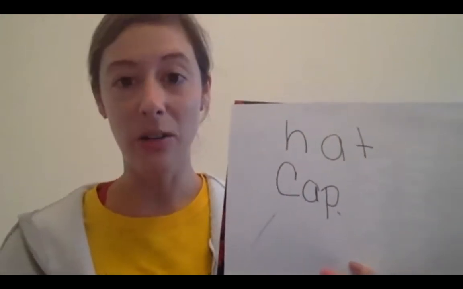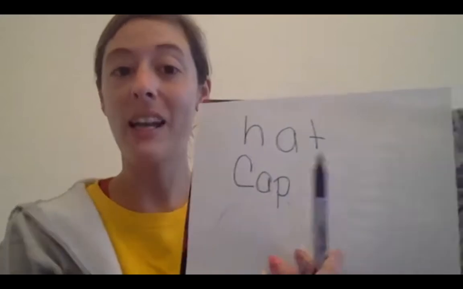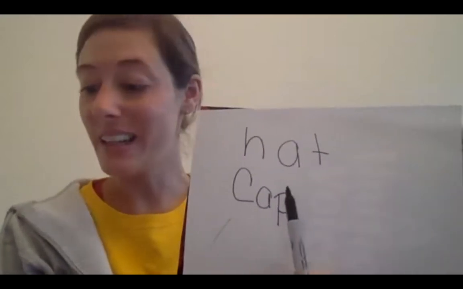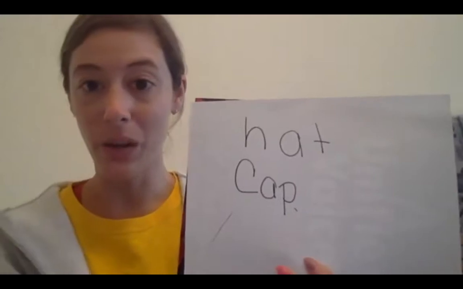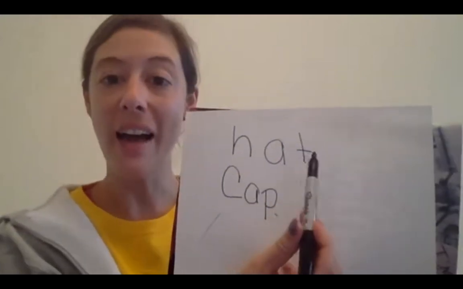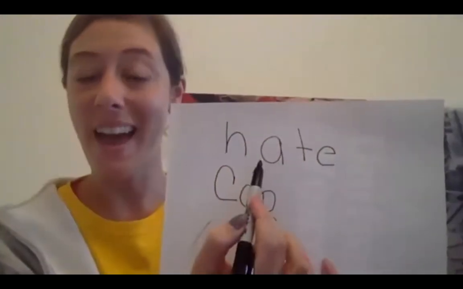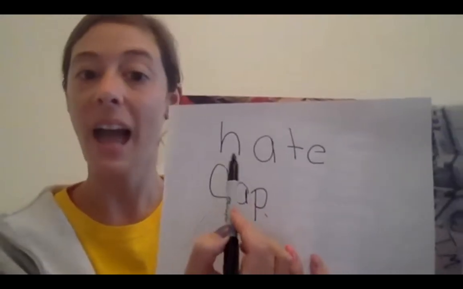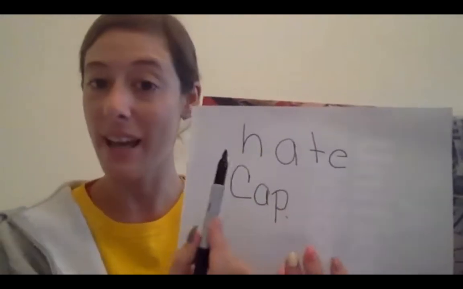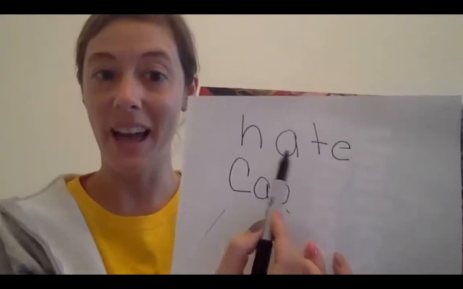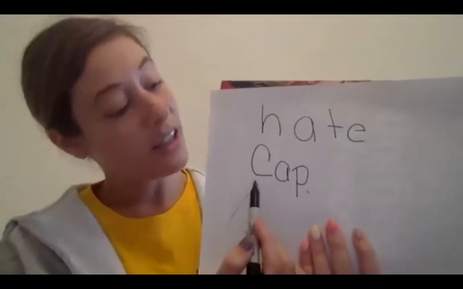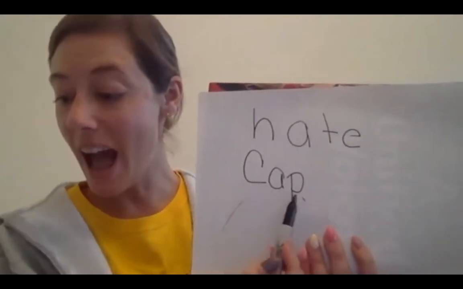Okay, so how we make that long A sound is we add a silent E to the end of these words. Okay, so we have hat. If we add a silent E to the end and we make this A say its name, it doesn't say hat anymore. What does it say? Hate. The A makes the long A sound. Very good.